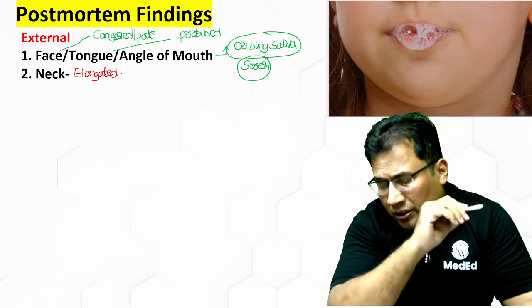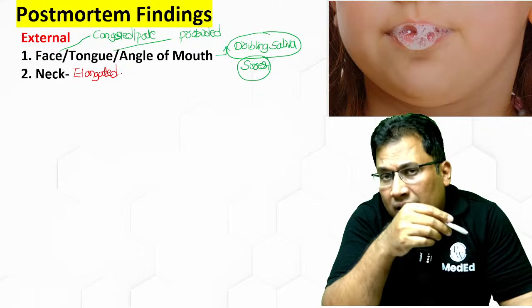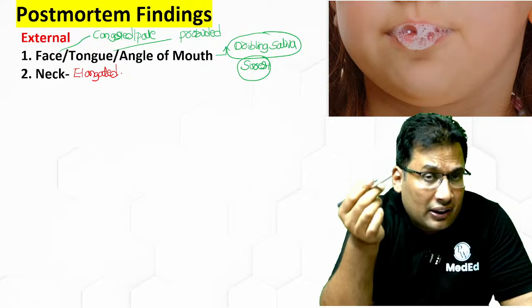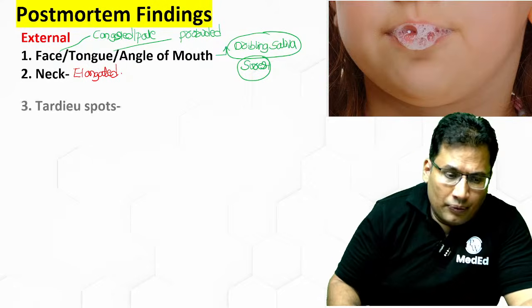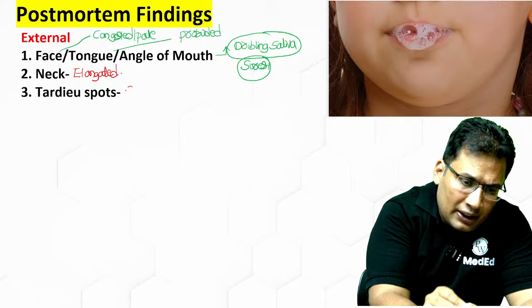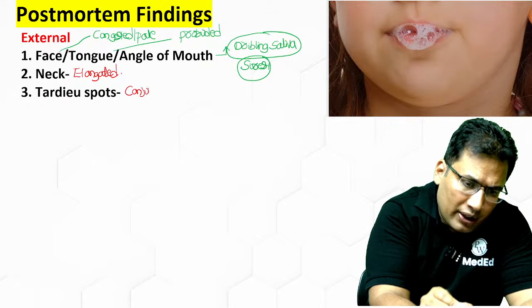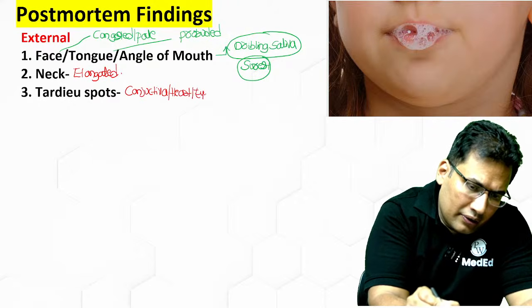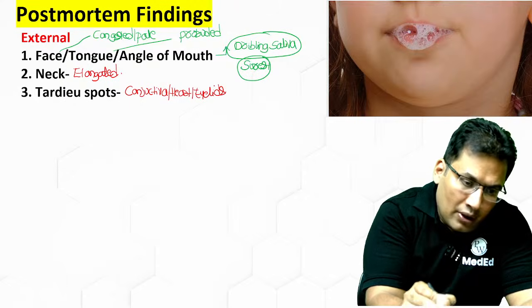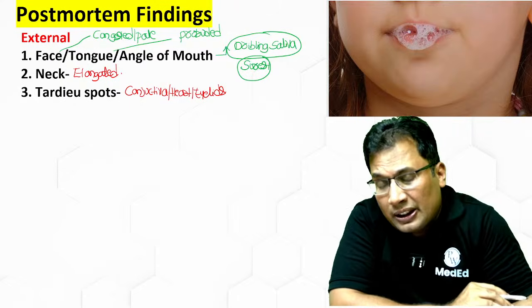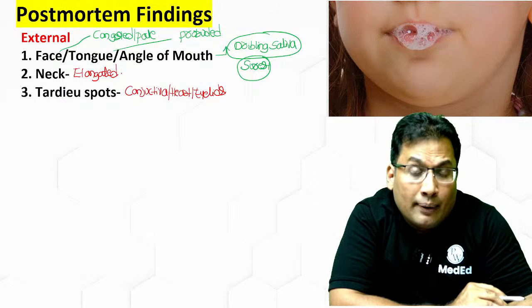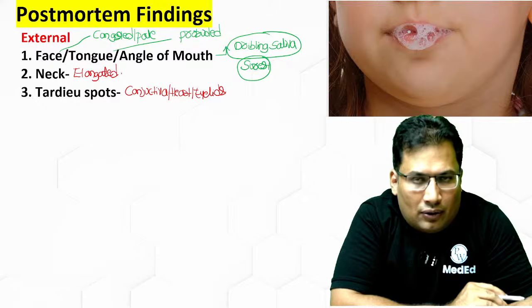No injuries on the neck. If injuries are there over the neck, other than the ligature mark, it goes in favor of strangulation, ligature strangulation. Tardieu spots are commonly seen over the conjunctiva or over the sclera, over the heart, over the eyelids. Are they specific? Non-specific. They can be seen in case of scurvy, bleeding disorders.